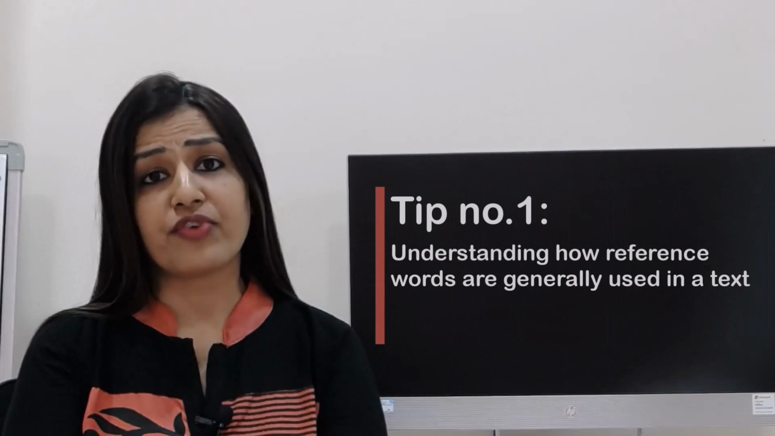Tip number 1. Understanding how reference words are generally used in a text. Reference words are used to refer back to people, objects, and ideas that have been mentioned earlier. Words like this, these, it, they, and them. These words allow the writer to avoid repeating the same word, phrase, or sometimes a whole sentence. Thus, in order to understand the complete idea, we need to find the reference of the substitution.